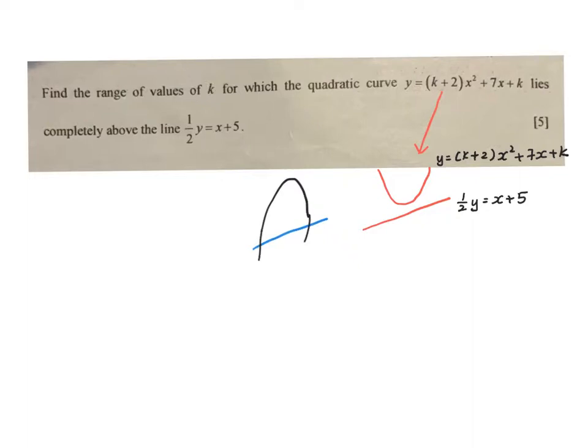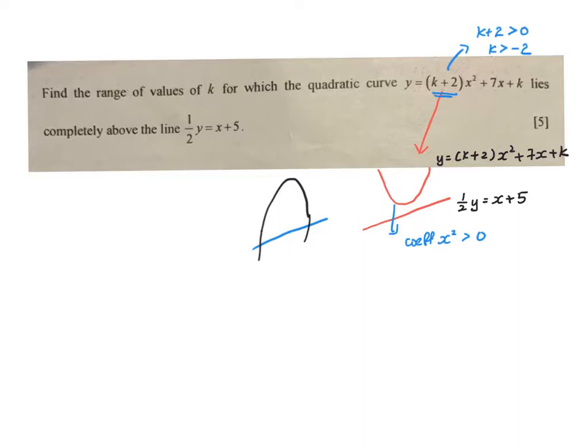This also tells us one thing, that this curve must be a happy face, meaning the coefficient of x squared has to be more than 0. So even without solving the question, one implication is that k plus 2 has to be more than 0, because the coefficient of x squared has to be positive, meaning k has to be greater than negative 2. Some of you may actually miss this out, which causes you not to be able to get the answer.